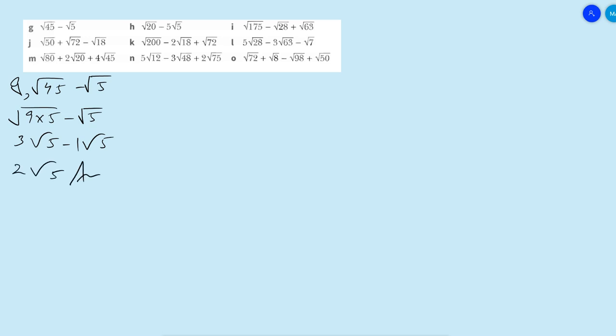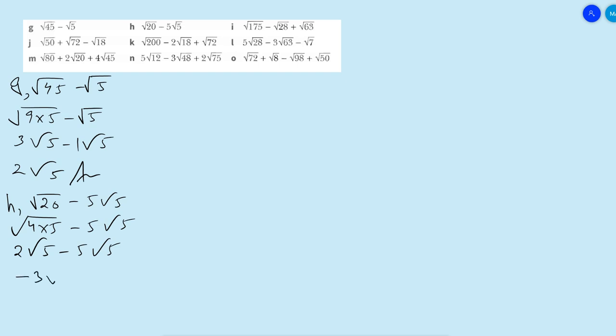Kindly don't subtract or add inside values. This is part G, 2 root 5. Part H. Part H is root 20 minus 5 root 5. 20 can be written 4 into 5, minus 5 root 5. So square root of 4 is 2, 2 root 5 minus 5 root 5. And 2 root 5 minus 5 root 5 is minus 3 root 5. Sign of the bigger number.